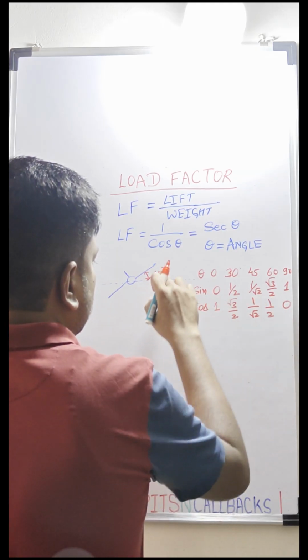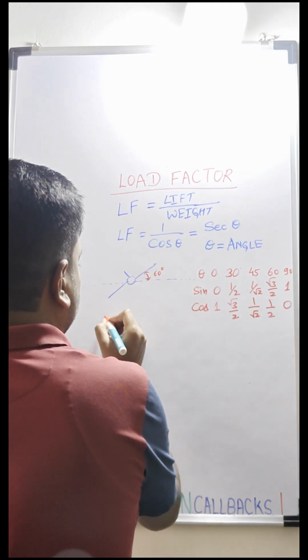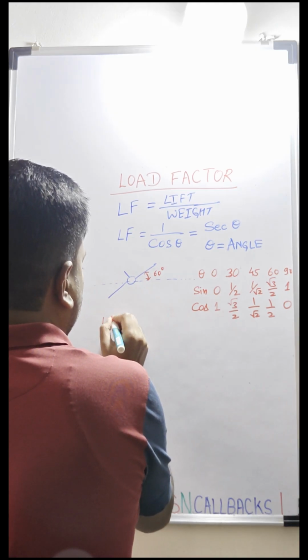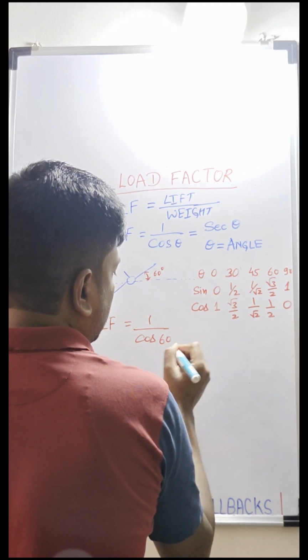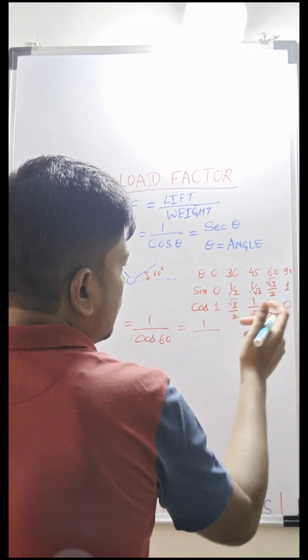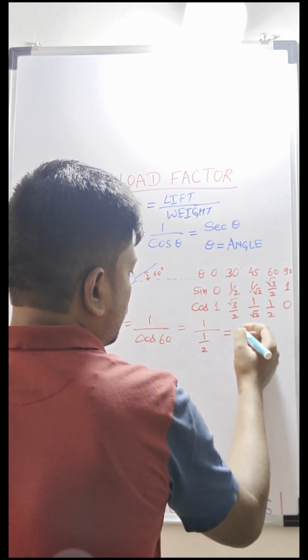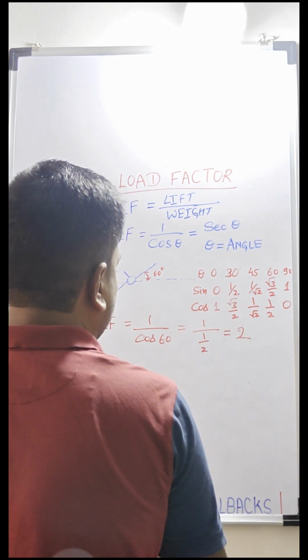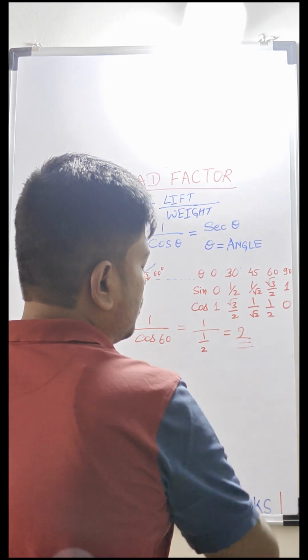So what happens here is our theta is 60 degrees, right? As I said, 1 by cos theta. So load factor here will be 1 by cos 60. Now what is the value of cos 60? Cos 60 is 1 by 2, right? This goes up, this becomes 2. So for an angle of 60 degrees, the value of load factor is going to be 2.